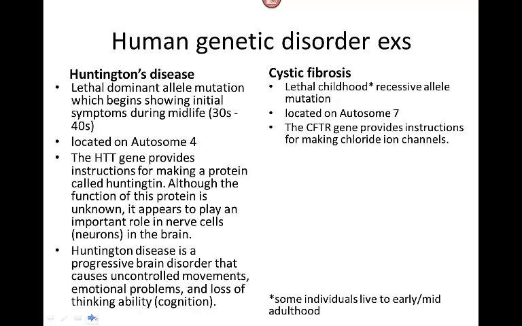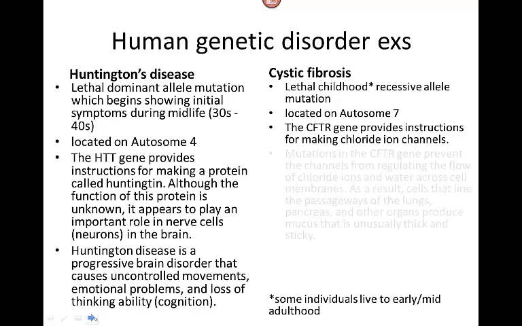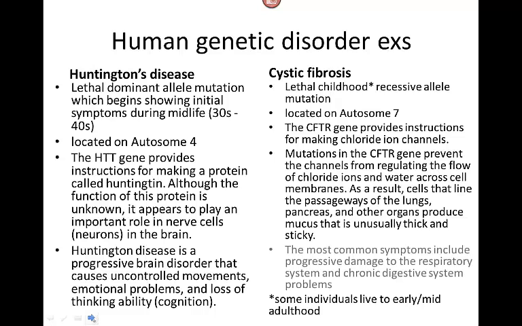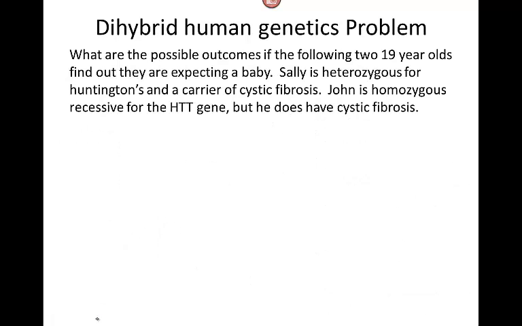The technical name for it is the CFTR gene, and it provides instructions for making chloride ion channels. Mutations in the CFTR gene prevent the channels from regulating the flow of chloride ions and water across the cell membranes. As a result, cells that line the passageways of the lungs, pancreas, and other organs produce mucus that is unusually thick and sticky. The most common symptoms include progressive damage to the respiratory systems and chronic digestive system problems.